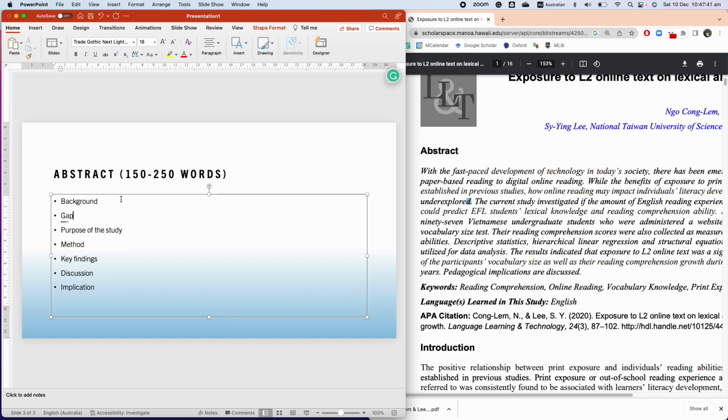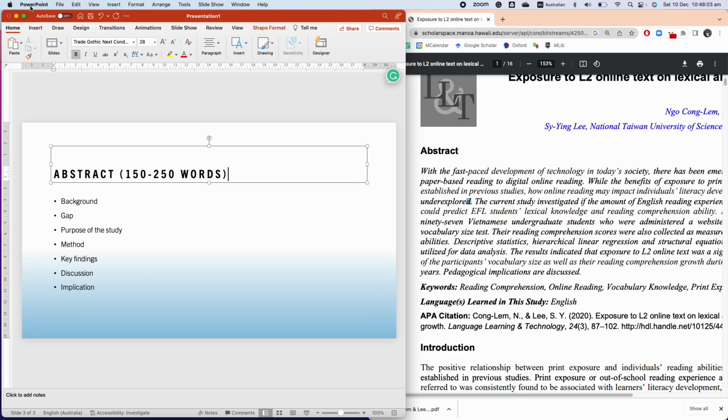Generally, I would say one or two sentences for each section in the abstract, because it's very concise. For example, background one sentence, gap one sentence, purpose one sentence, method one sentence, key findings maybe two sentences. In the discussion, one to two sentences, and then one sentence for implications. All right, so that's for the abstract.